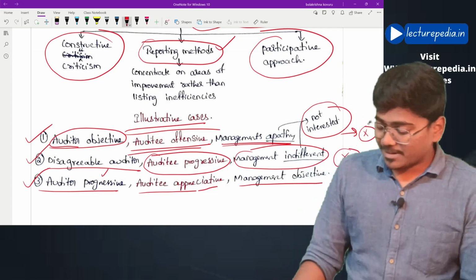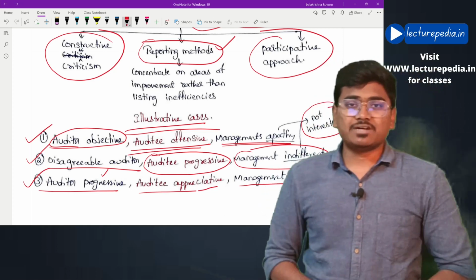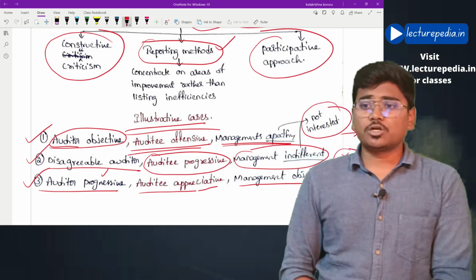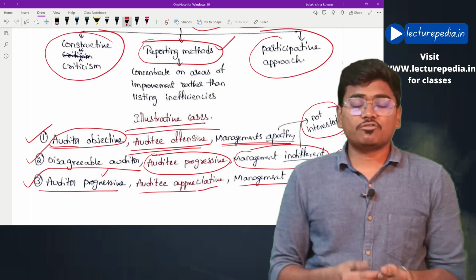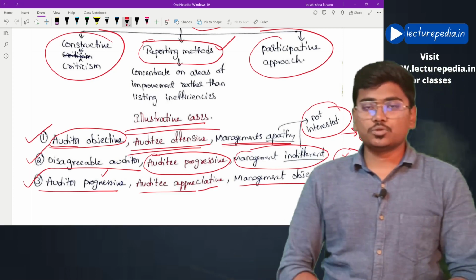Okay, by this, revision of management audit is completed. In the next class, we will revise operational audit. After that, we will revise bank audit, because most of the students are asking to bring the revision of bank audit and insurance audit. Okay, after completing operational audit, we will jump to bank audit.